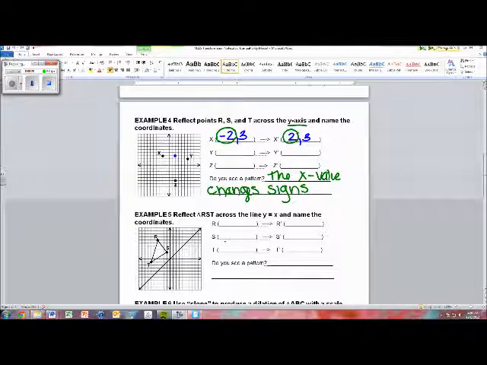Our next example requires a little bit more work because this time we're reflecting across the line y = x. Still going to work the same way in that we're going to move the same distance away from the line as we are currently. It's just going to happen a little bit differently.